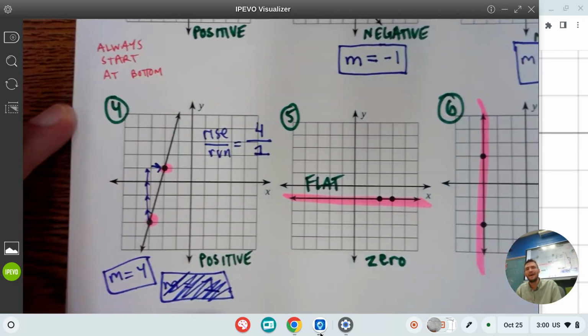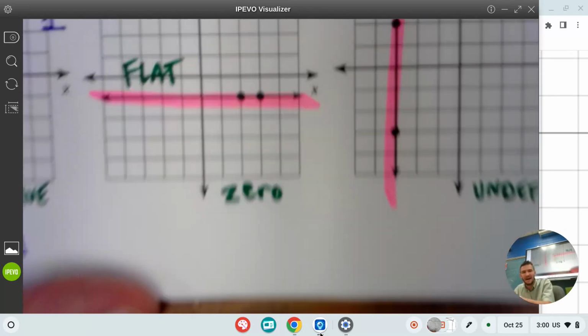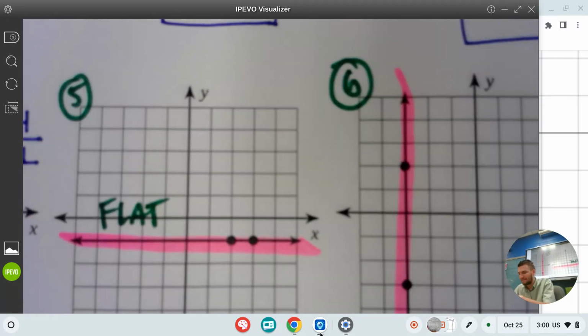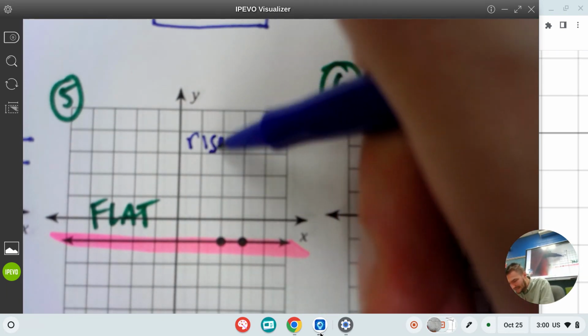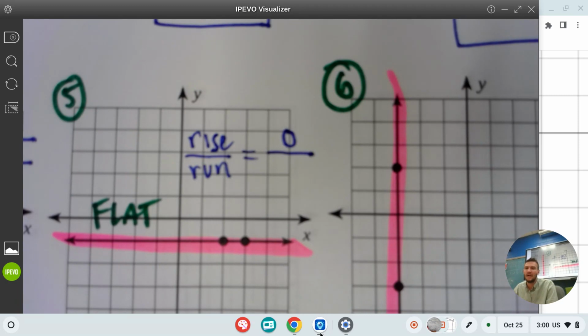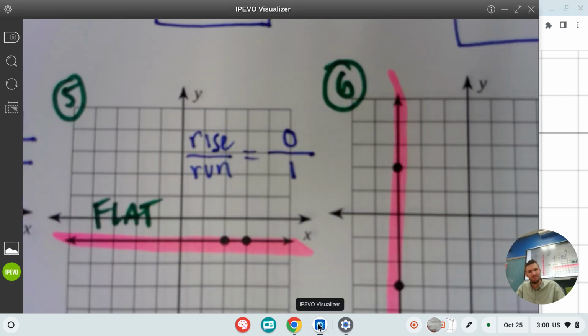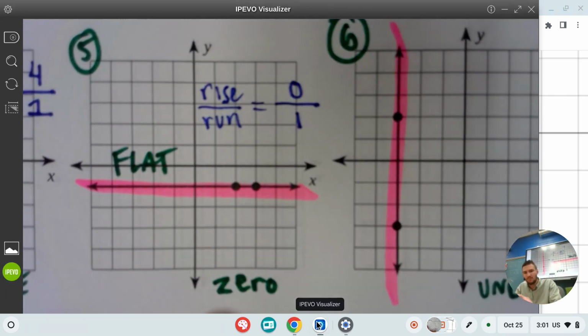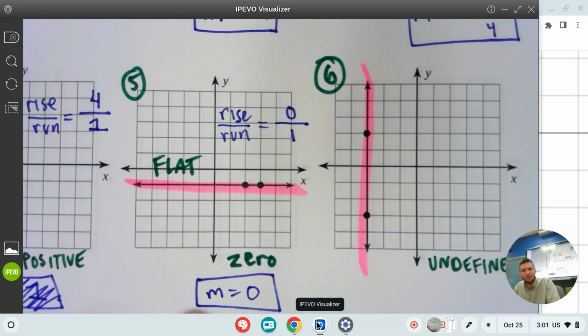Now these 2 questions are the weirdos, right? We got the flat graph, we got the undefined graph. Let me prove it to you, right? For graph number 5, how much do we have to rise? 0. So that means our top number should be 0. How much do we have to run? 1. And if I go to Desmos and I type in 0/1, what does it say? 0. So I told you it's going to be 0. It was 0. There we go. We knew it. M equals 0.